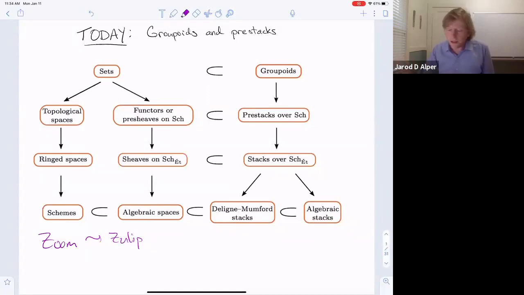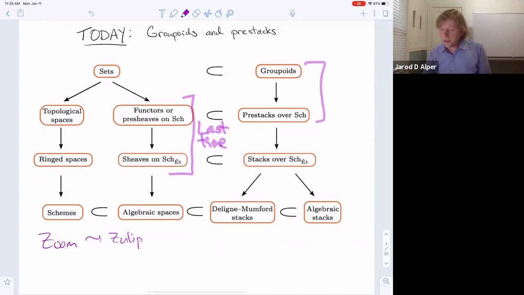Well, what we saw last time, to recall, was we introduced functors and sheaves on sites. And today we're going to discuss groupoids and prestacks. But I would like to give a review of what we covered last time.